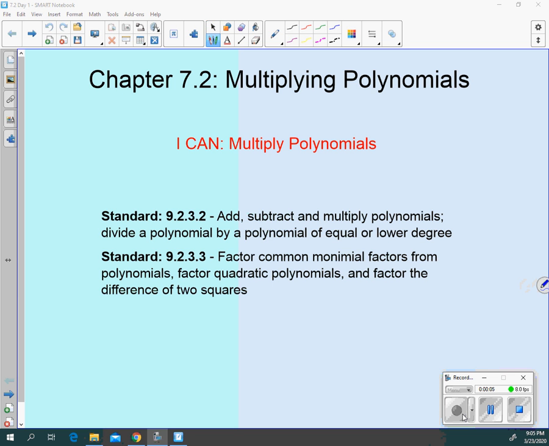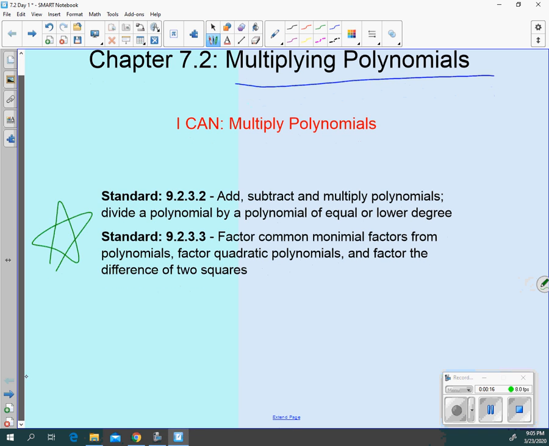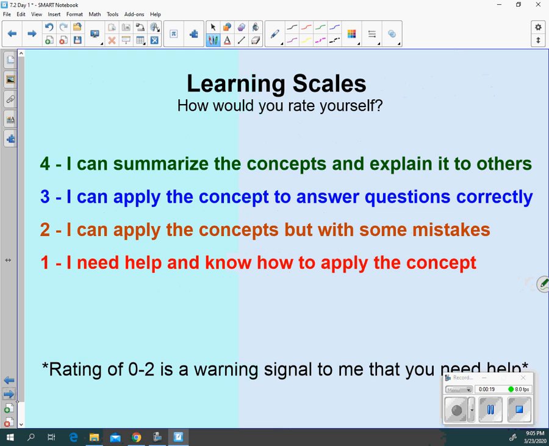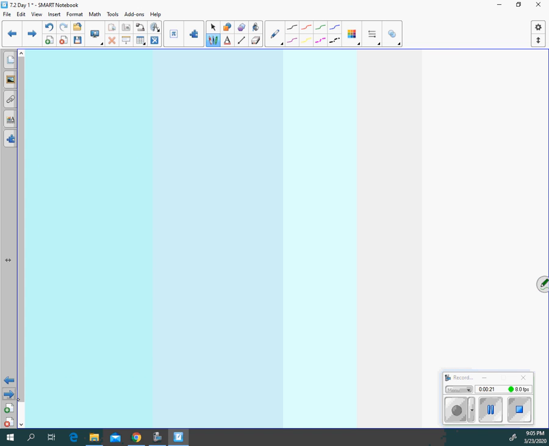7.2 multiplying polynomials. We're going to learn about some of these, okay? And I think you guys are going to be pretty darn good at these, because if you remember your exponent rules, that's what a lot of today's stuff is. So I'm just going to jump through it because I'm really excited. All right, let's review.